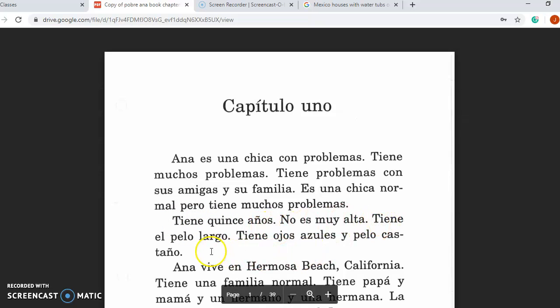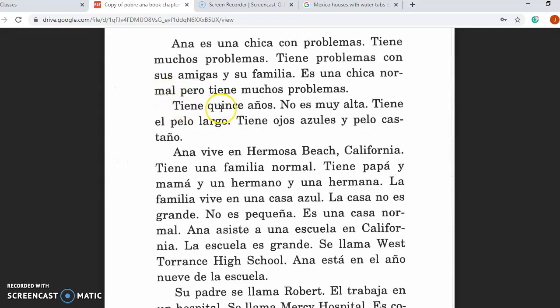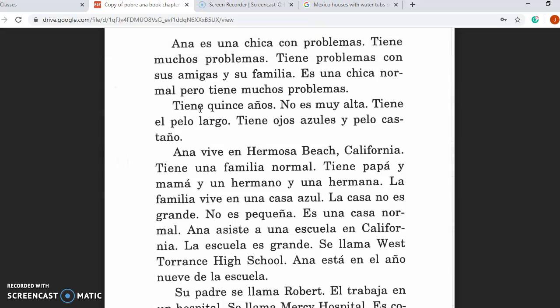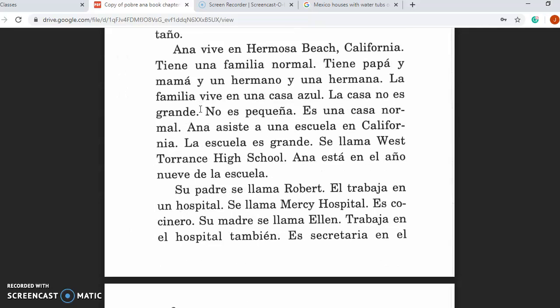We also use tiene for talking about physical features that a person has. So long hair, eye color, hair color. No es muy alta. She is not very tall. It's appropriate to use es here because we're saying a feature of her is that she is not tall. We're not talking about something that she has. The strangest sentence in this paragraph, really, when you're comparing it to English, is tiene 15 años, because in English, we don't say that a person has a certain amount of years. So just be careful when you are writing sentences that are talking about ages to not use es.